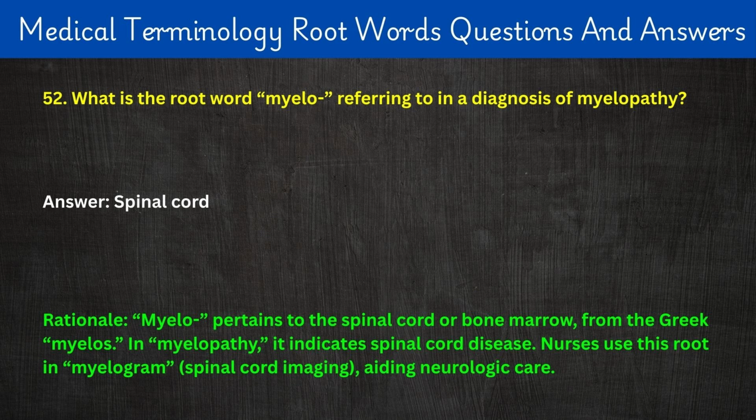52. What is the root word myelo- referring to in a diagnosis of myelopathy? Answer: spinal cord. Rationale: Myelo- pertains to the spinal cord or bone marrow, from the Greek myelos. In myelopathy, it indicates spinal cord disease. Nurses use this root in myelogram, spinal cord imaging, aiding neurologic care.